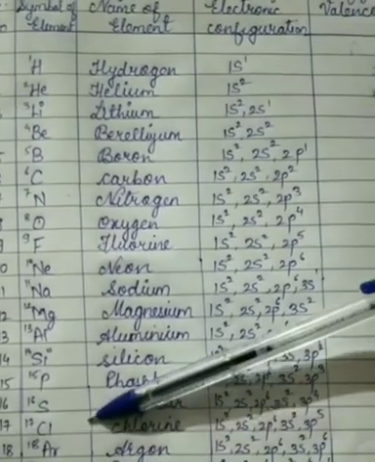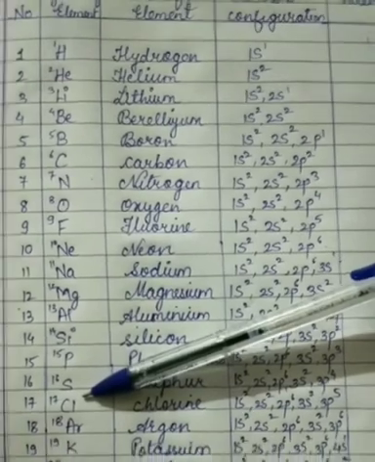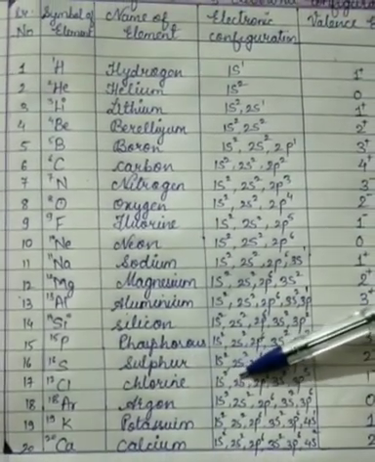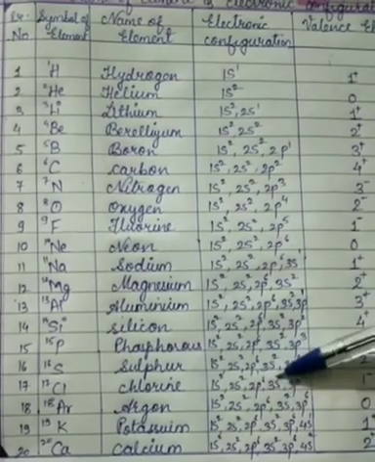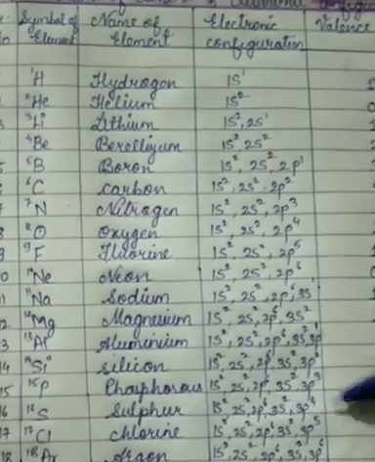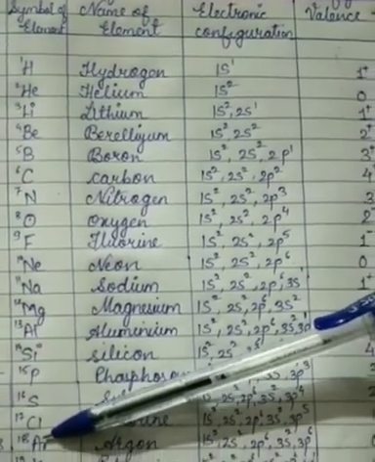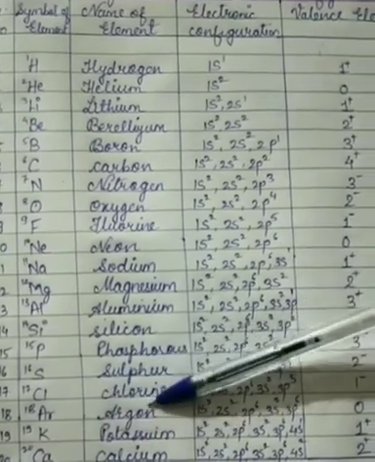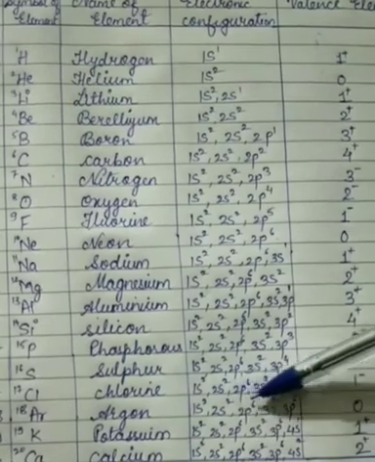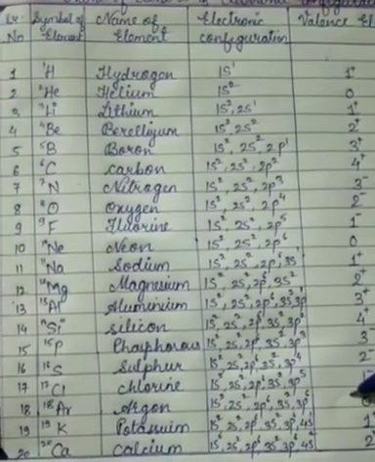17th one is chlorine, with atomic number 17 and the symbol Cl, and the electronic configuration is 1s2 2s2 2p6 3s2 3p5, and valence electron is 1-. After 17, atomic number 18 is argon, with the symbol Ar. The electronic configuration is 1s2 2s2 2p6 3s2 3p6, and the valence electron is 0.